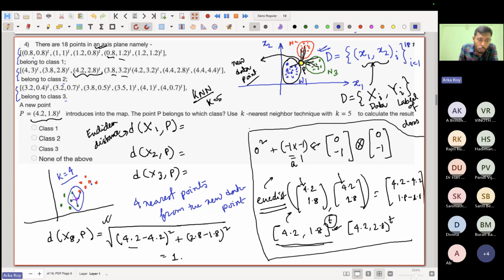Now, after you choose these 4 points, you see the first sample belongs to class green. The second sample also belongs to class green. The third sample also belongs to class green. Only the fourth sample belongs to class red. So which class has the highest occurrence? Class green has the highest occurrence. Therefore your decision will be that this point belongs to class green. Is it fine?